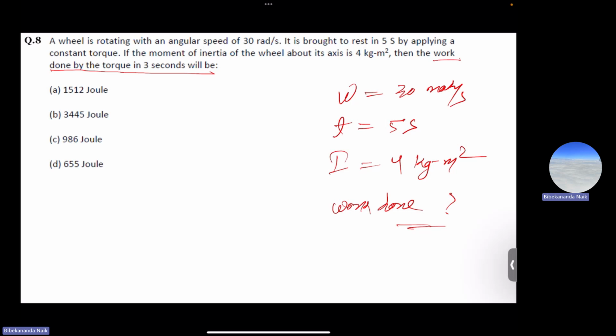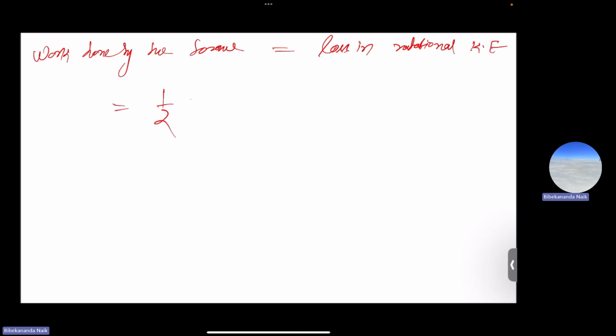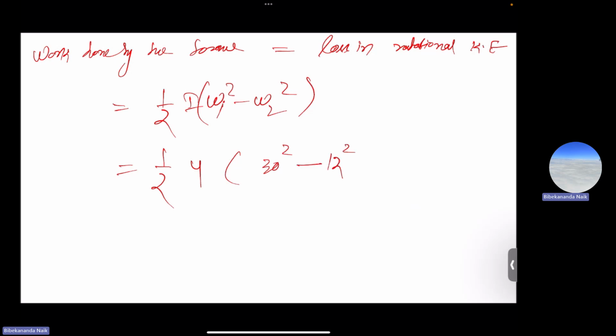So now what we need to find out, the work done by the torque. So the work done by the torque is equal to loss in the rotational kinetic energy. So half I omega 1 square minus omega 2 square, or omega I square minus omega t square. So half I is given, I is 4 kg into meter square, omega I was 30 and omega 2 was 12.